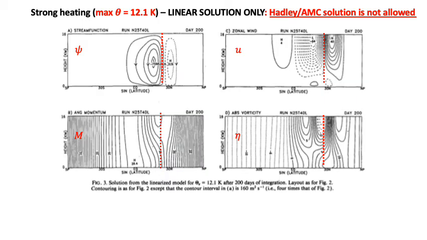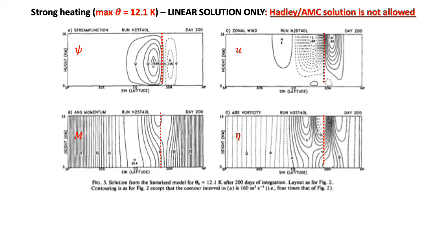Okay, so the question then is, what governs this threshold behavior? Why is there this transition between these two regimes? We can understand that by first looking at what they present, a case with strong heating, a maximum potential temperature perturbation of 12.1 Kelvin at 25 degrees north. So this is now 4 times stronger. But what they present is a linear solution only, which is to say they take their model and linearize the equations, and that inhibits the angular momentum conserving Hadley solution from forming. So the angular momentum conserving solution is simply not allowed.